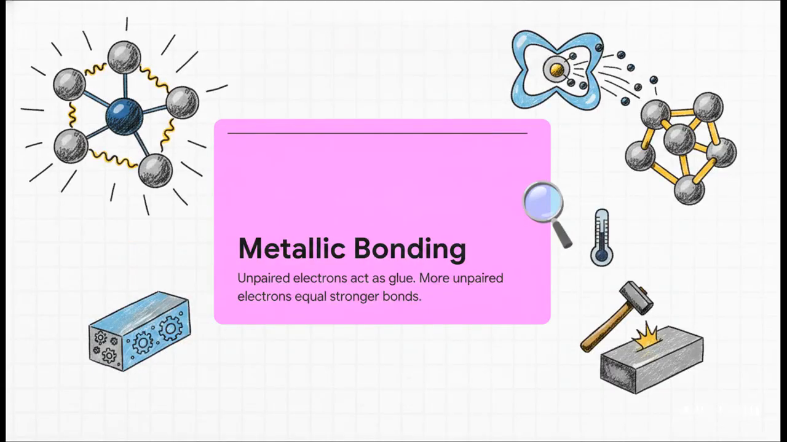Now, let's connect all these micro-quantum rules to the macro world that you can actually touch. Ever wonder why transition metals are so physically hard? It all comes down to metallic bonding. Remember those lonely, unpaired d electrons we talked about? Well, they actually jump out and act as a highly conductive glue that holds the metal atoms together. Simply put, the more unpaired electrons you have, the stronger the metallic glue becomes and the harder the metal is, which means a much higher melting point.